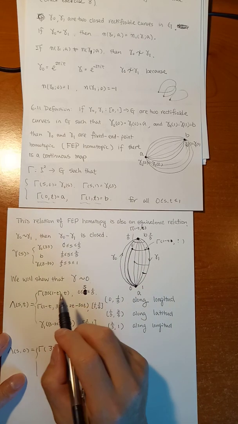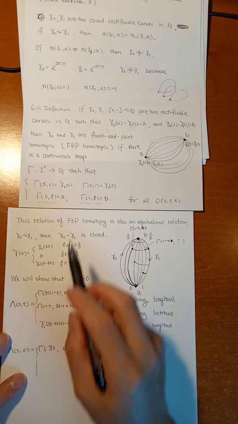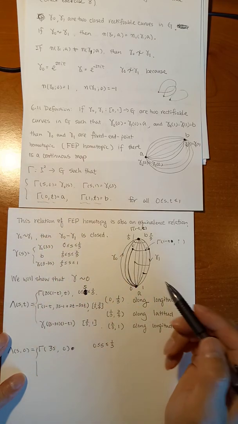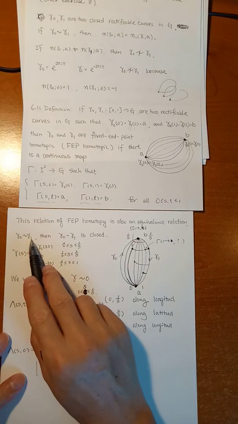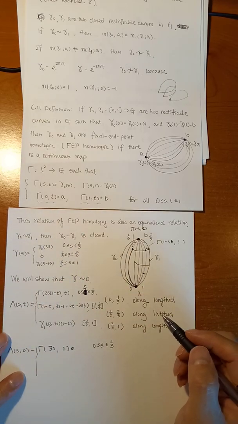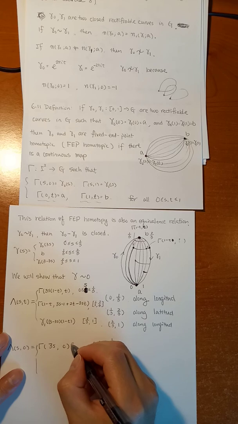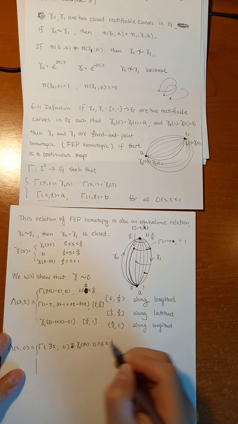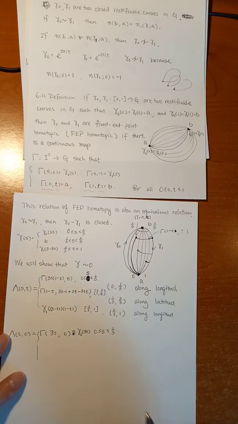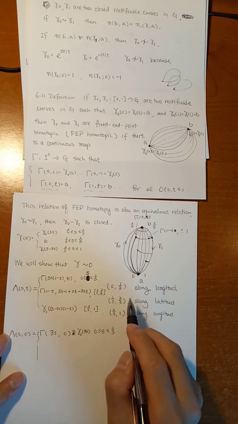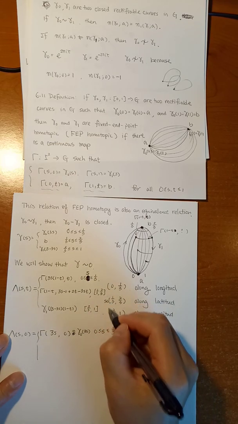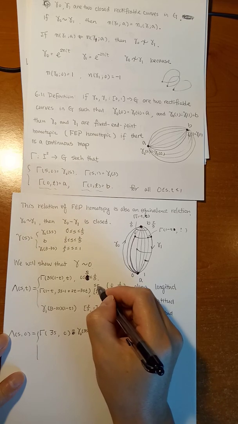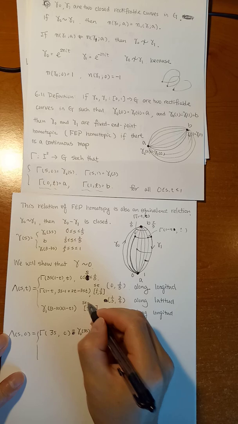Oh yeah, I should mention that this capital gamma is a homotopy between the gamma 0 and the gamma 1. Correct. So this is equal to little gamma 0 of 3s, and this is all about s. S belongs to this interval.